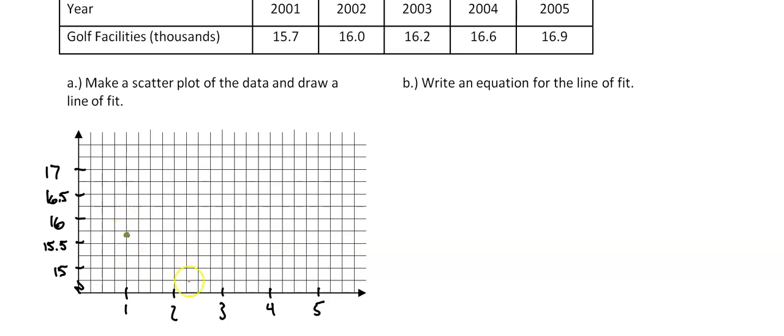Okay, so now I'm going to plot these. 1, 15.7 right around here, 2, 16 here, 3, 16.2, 4, 16.6, and 5, 16.9 right around there. So when we look at this, the scatter plot is showing us that this has a positive correlation, which means I can then draw a line of best fit.